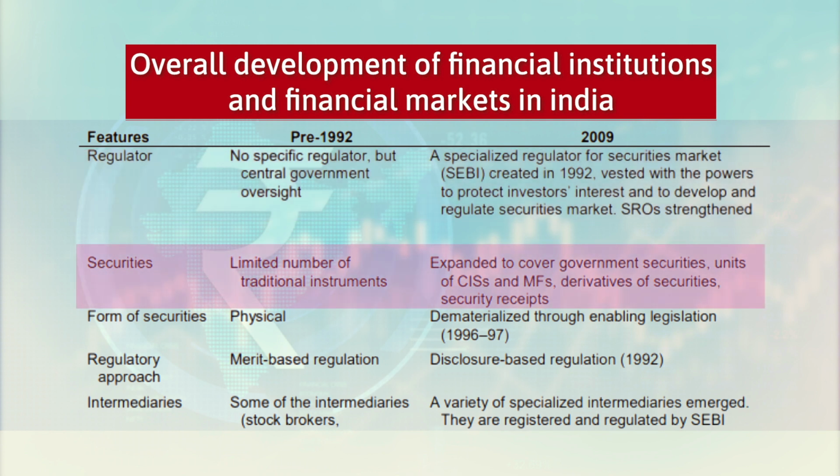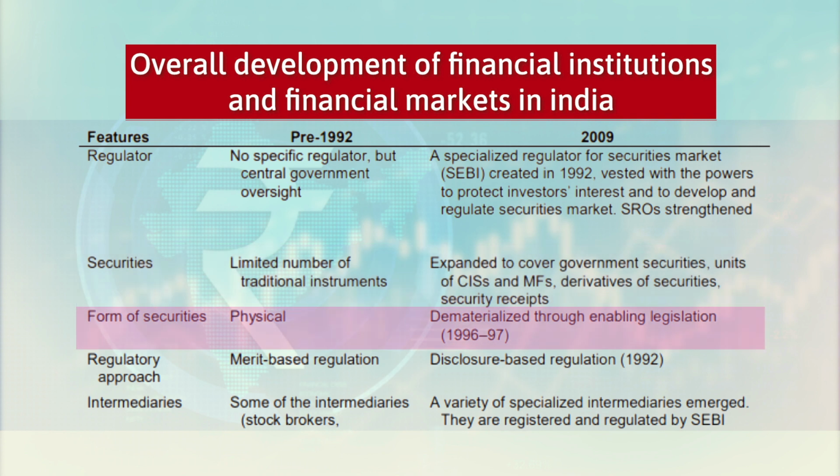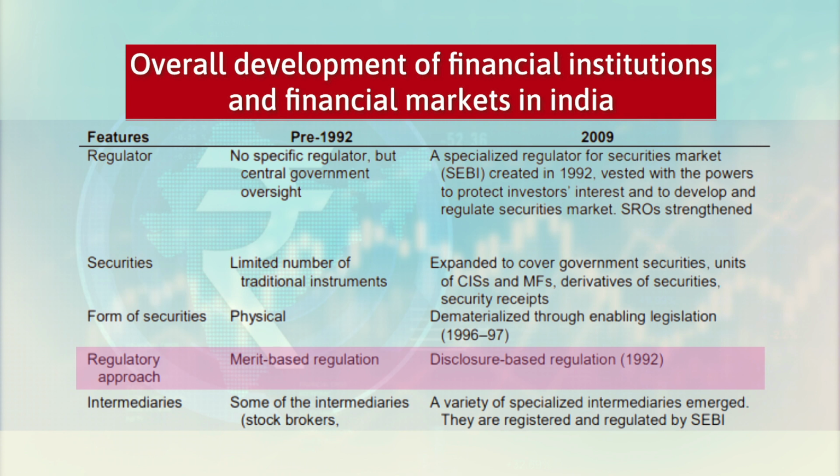If we look at the securities, we find that pre-1992 there were a limited number of traditional instruments. But in the present sphere, it has been expanded to cover government securities, mutual funds, derivatives of securities, security receipts, and so on. Previously, pre-1992, the form of securities was physical in nature, but now it is dematerialized through enabling legislation. It was merit-based regulation in the pre-1992 period, but now it is rather disclosure-based regulation, which was created in 1992.